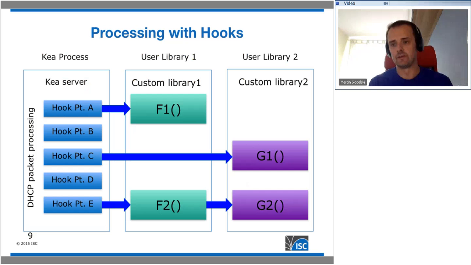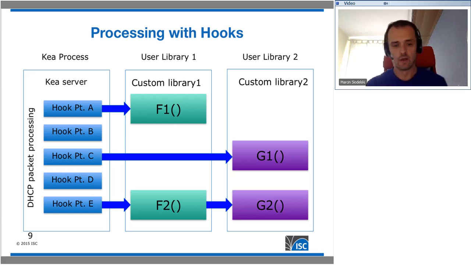This slide is actually almost a copy-paste from Eddie's webinar with some little modifications. It shows you on the left-hand side the server that includes a bunch of hook points: hook points A, B, C, D, and E. And then you have two hook libraries: the first includes callout F1 and callout F2, and the other includes callout G1 and callout G2. So hook point A calls callout F1, hook point C calls callout G1, and hook point E calls both callout F2 and G2, right?